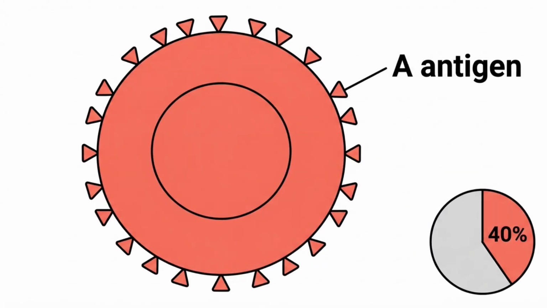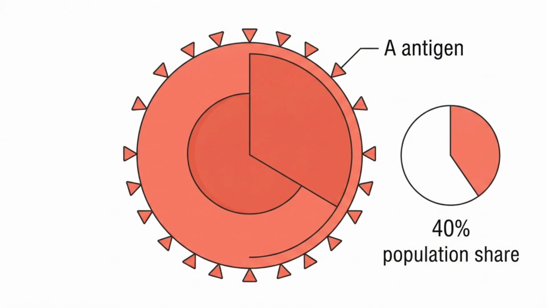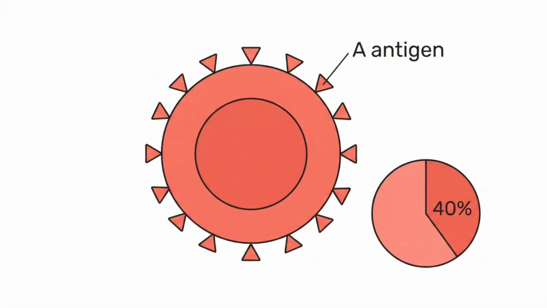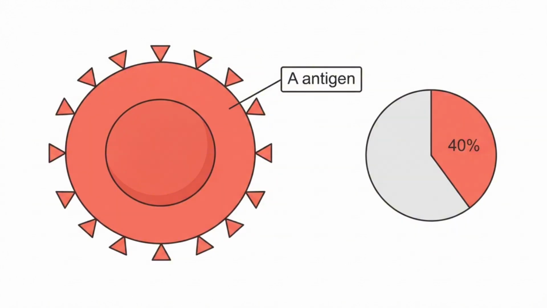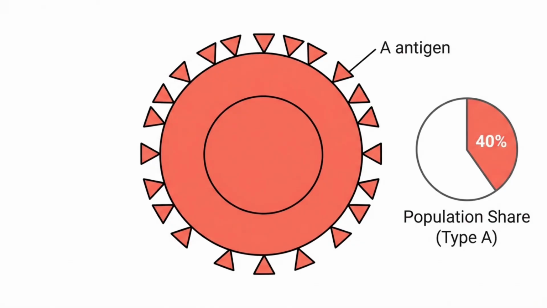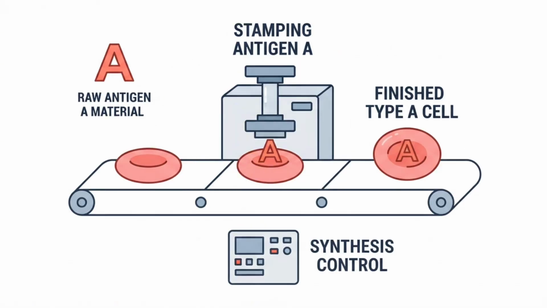Type A blood. Type A is defined by a single sugar molecule called the A antigen, stitched onto the outer membrane of every red blood cell. Roughly 40% of the population carries some version of it, and the antigen itself is built by an enzyme that adds one specific sugar unit onto a base molecule already present on the cell surface.